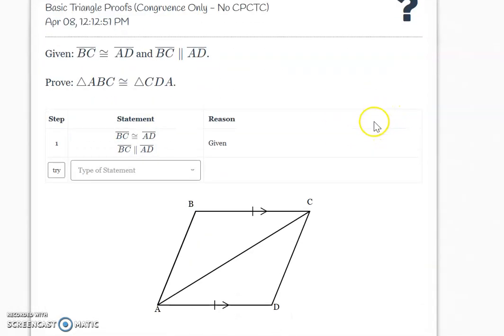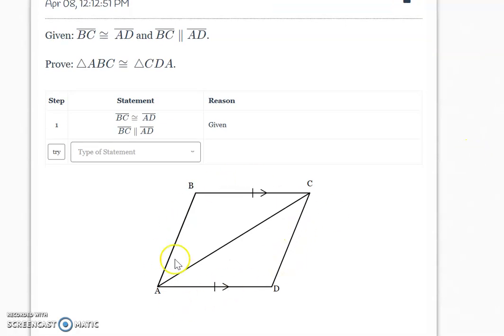Okay, so this one, we have the two triangles right here. We're trying to prove ABC is congruent to CDA. So that's this top left triangle is congruent to the bottom right triangle. All right, so we know that BC is congruent to AD. So BC is right here, and AD, that's that. If you hover over that, it shows you. So those two are congruent to each other.